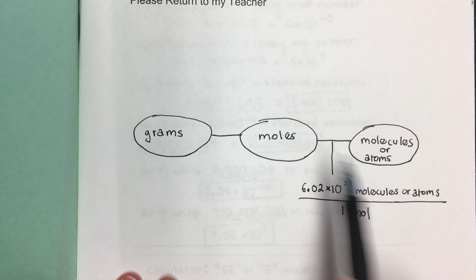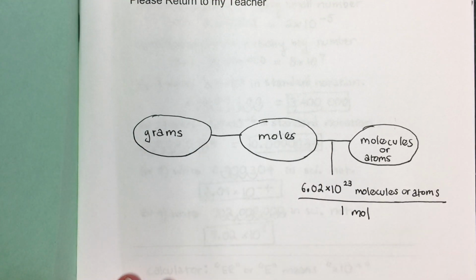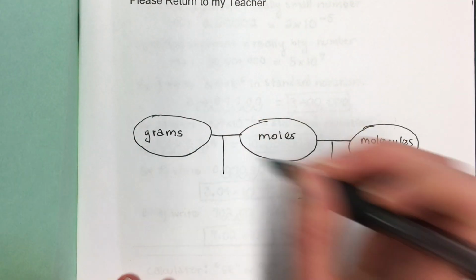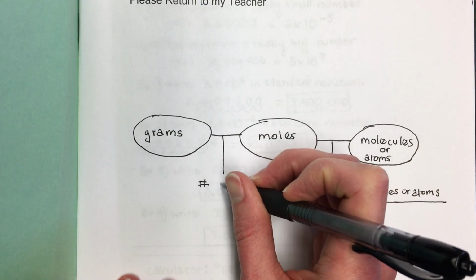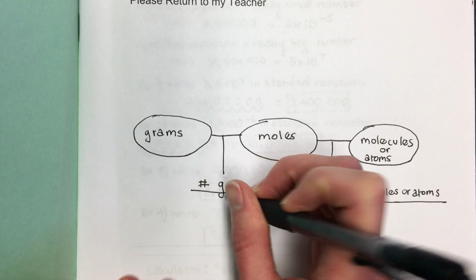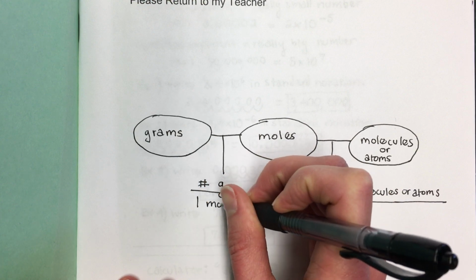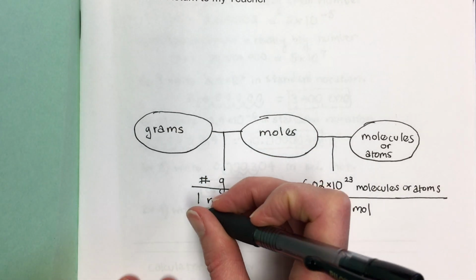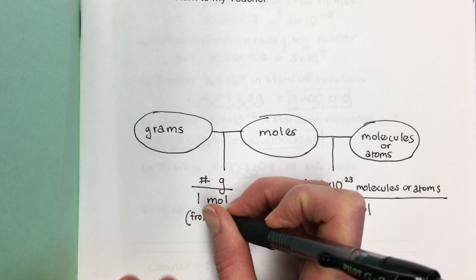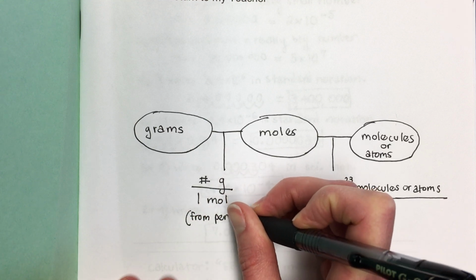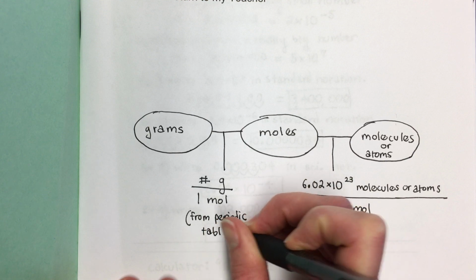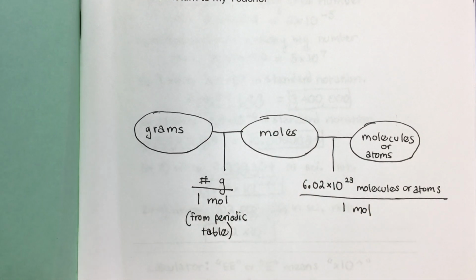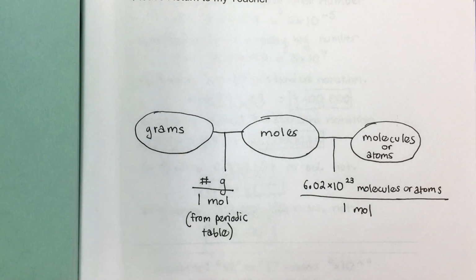Okay, now to convert between grams and moles, we use the molar mass, which is different for each element or compound. So it's just whatever number you get from the periodic table, but it's always over 1 mole. And just to remind us, I'm going to write down here from periodic table. So you can kind of use this little chart as a guide when you're solving problems.